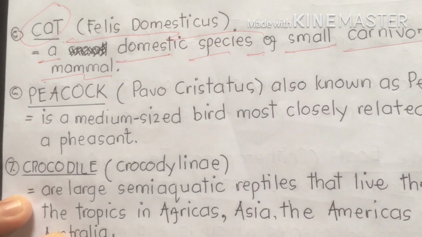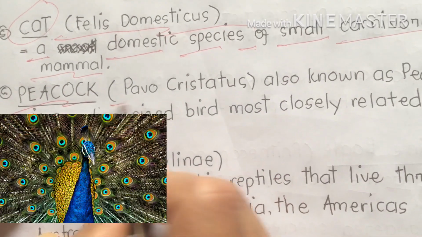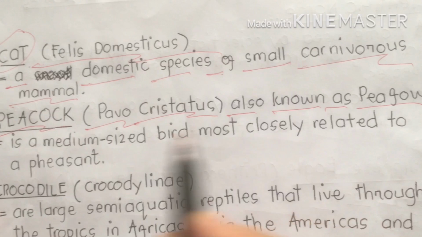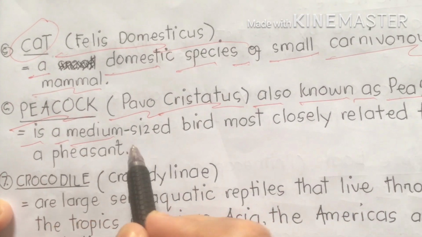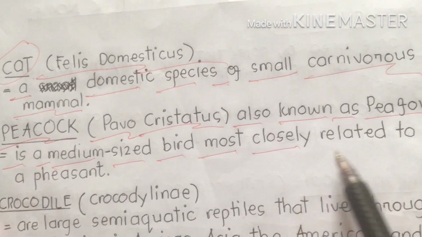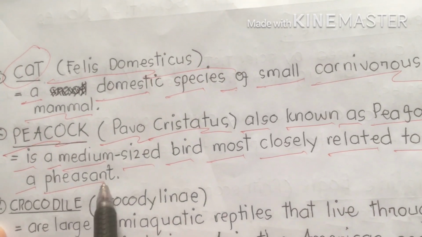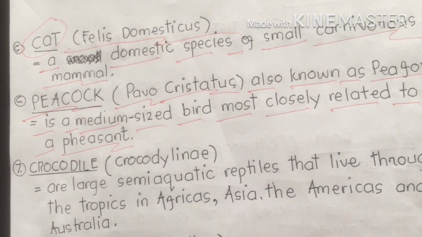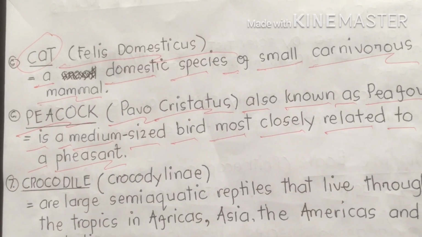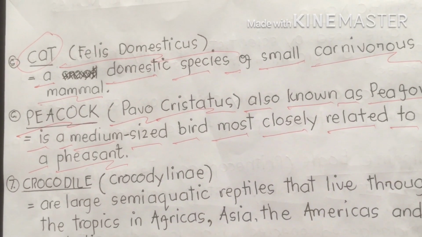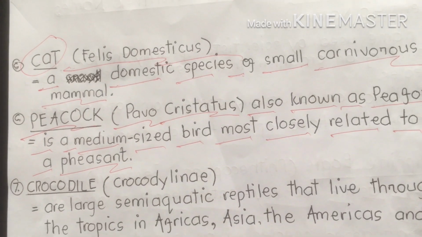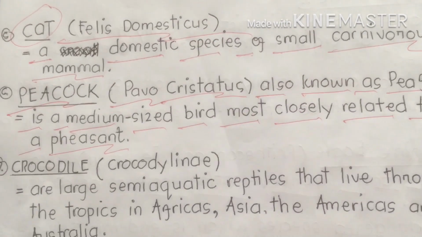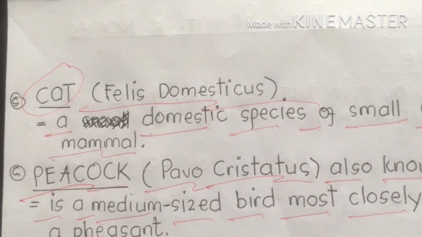Let's get a peacock, Pavo cristatus, or also known as peafowl. It is a medium-sized bird most closely related to a pheasant. You know, class, that when you say the peacock, it's what you call the bird's family. Why the bird's family? They can fly, but they can't fly from a higher place going down. Okay, there are different characteristics regarding peacock, but they belong to the bird's family.